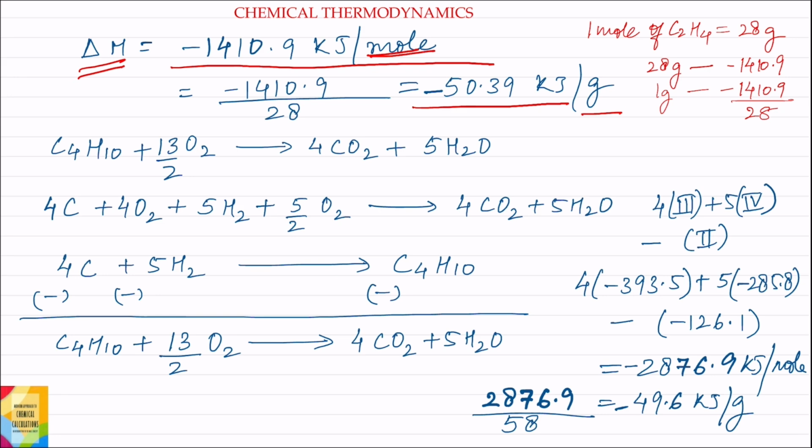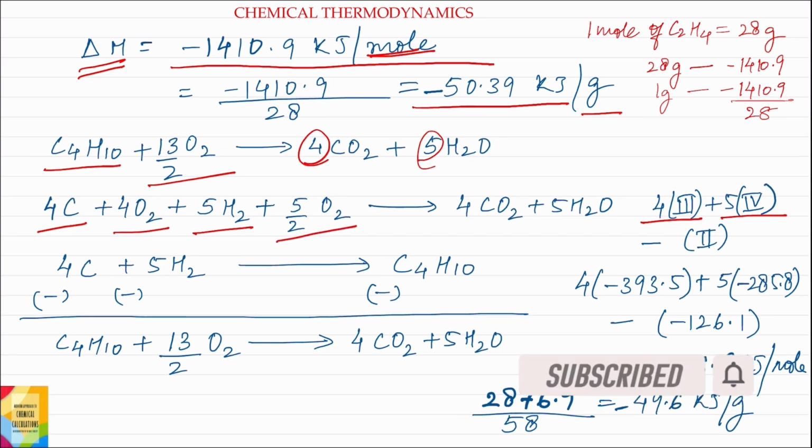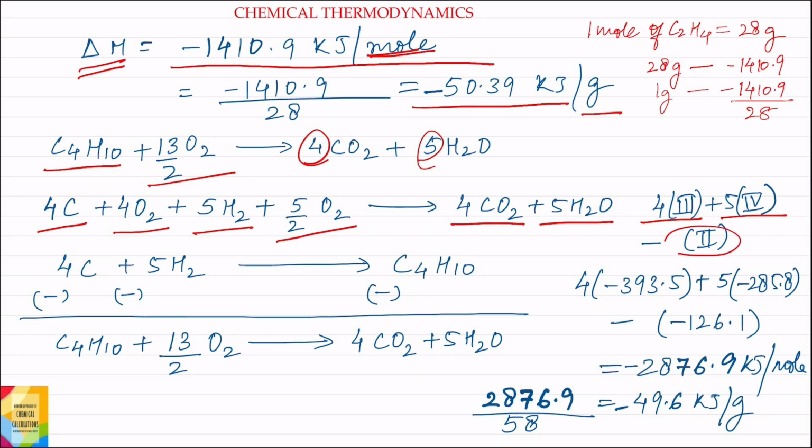Now equation for the combustion of C4H10 will be C4H10 plus 13 by 2 O2 forming 4 moles of CO2 plus 5 moles of H2O. तो हमें चाहिए 4 moles of CO2 product side में and 5 moles of H2O on the product side. Again what we will do, we will multiply equation number 3 by 4 and equation number 4 by 5 and we will add these equations and we get 4C plus 4O2 plus 5H2 plus 5 by 2O2 forming 4CO2 plus 5H2O. Now from this we will subtract equation number 2.